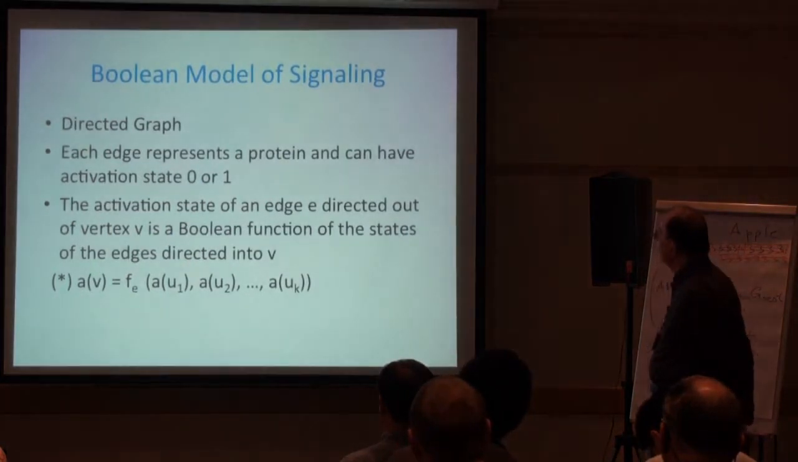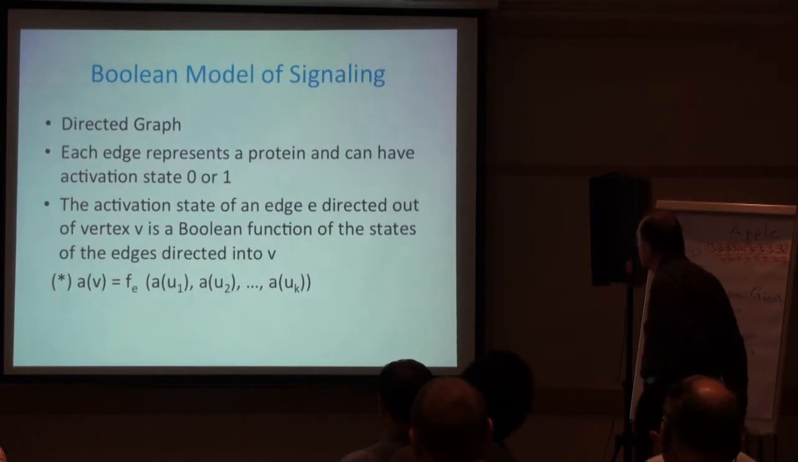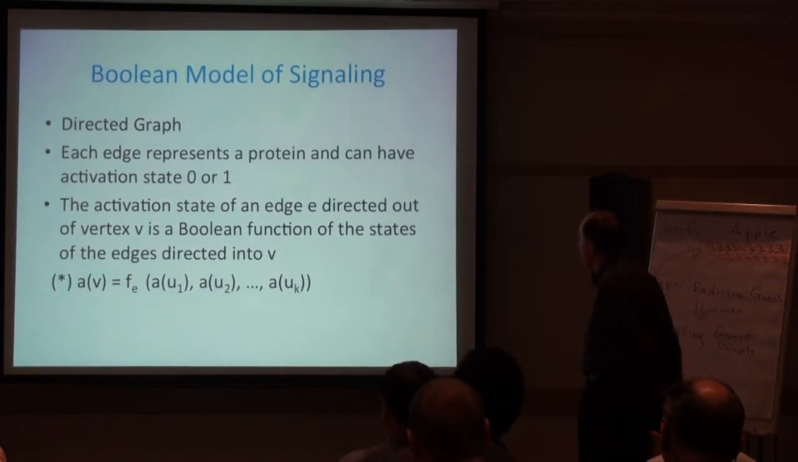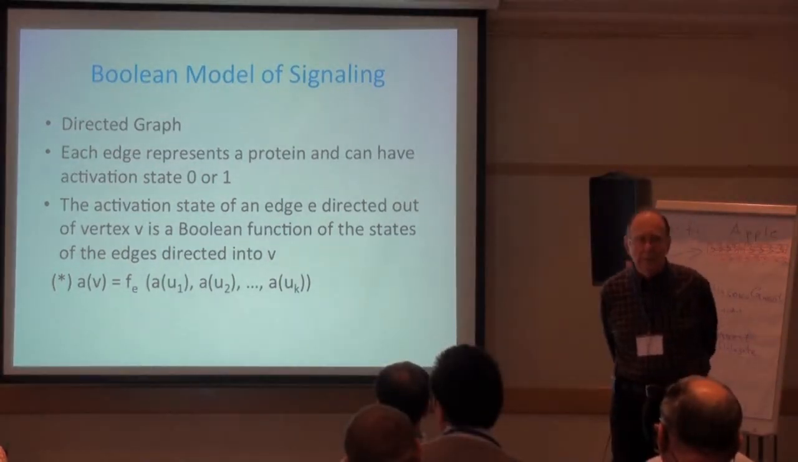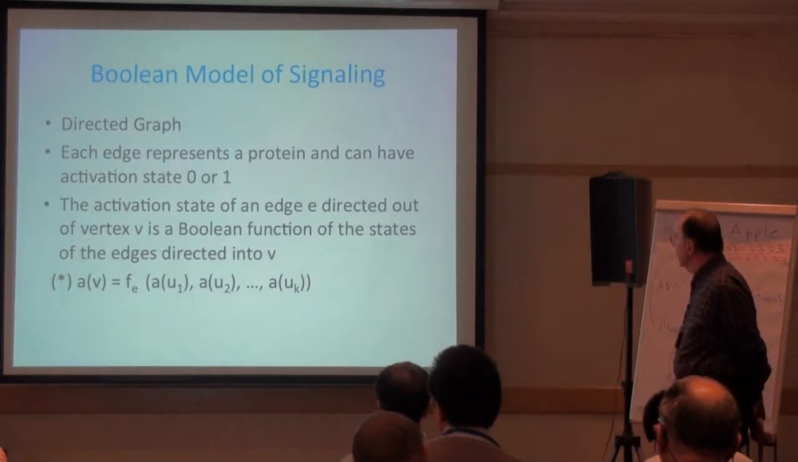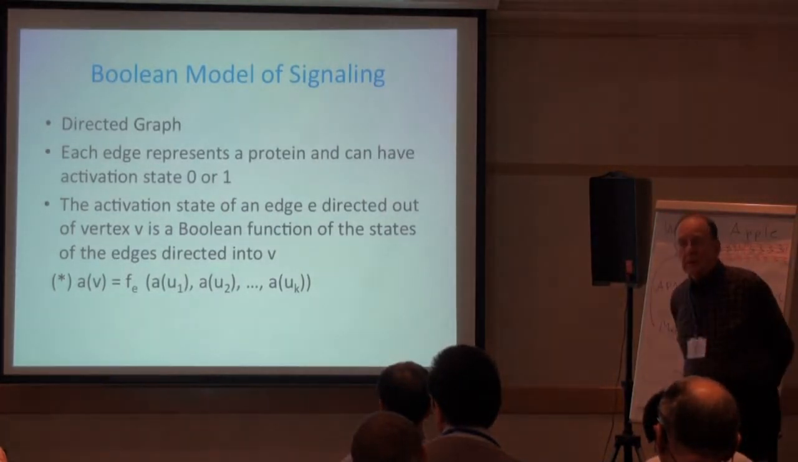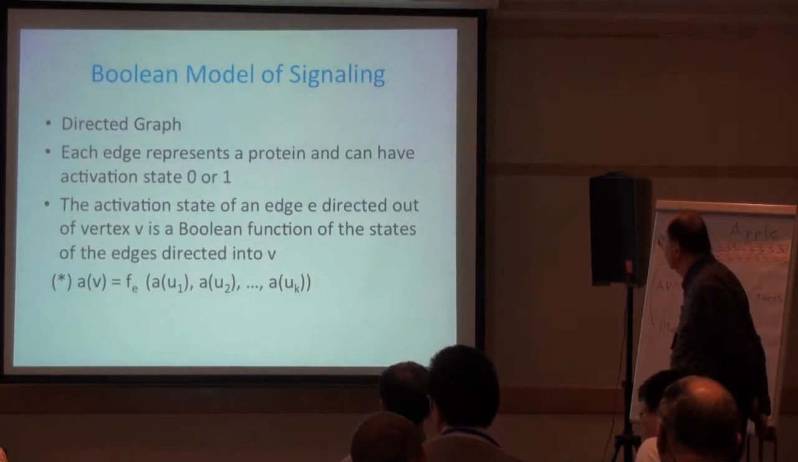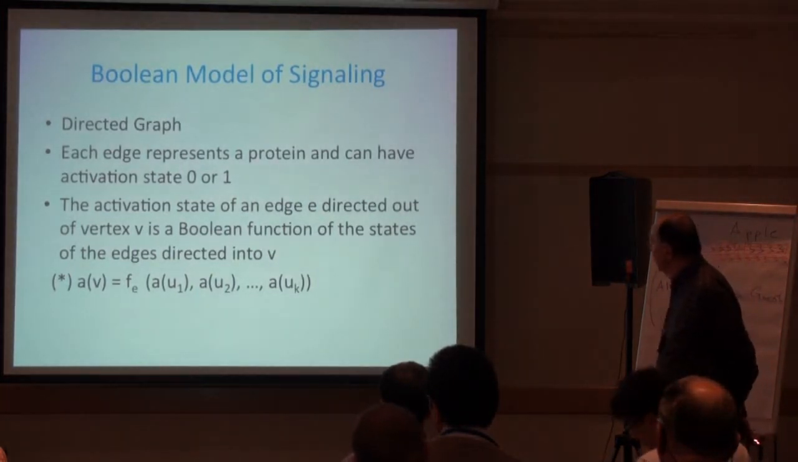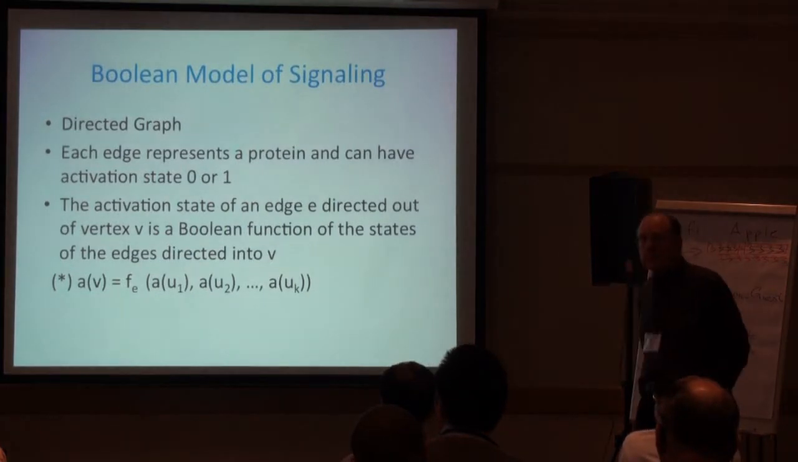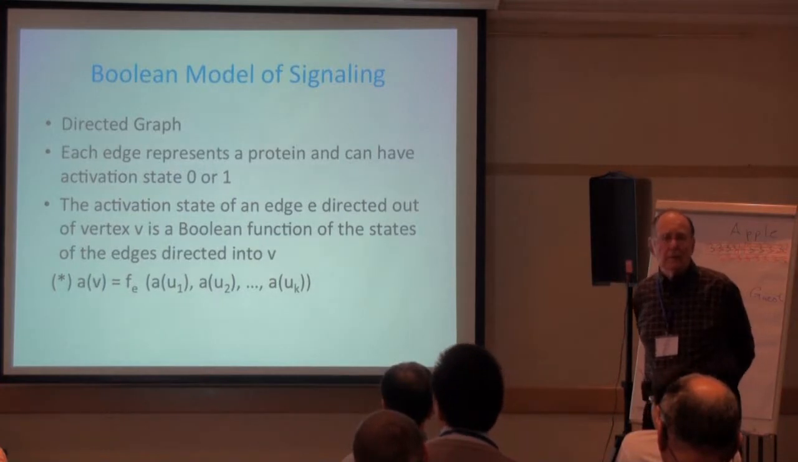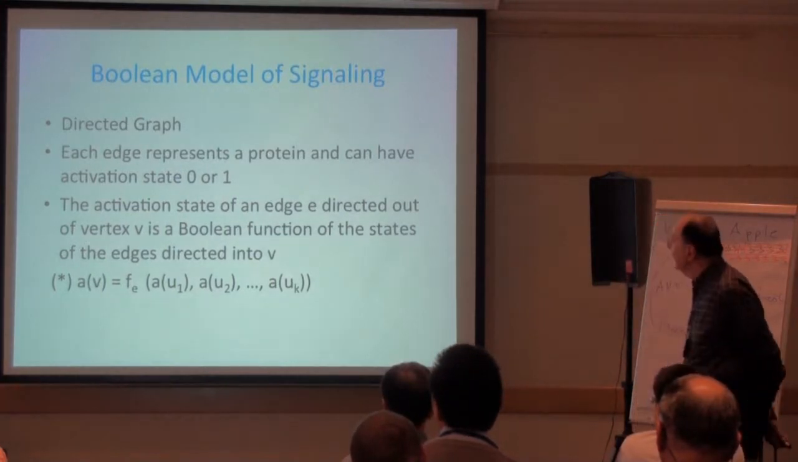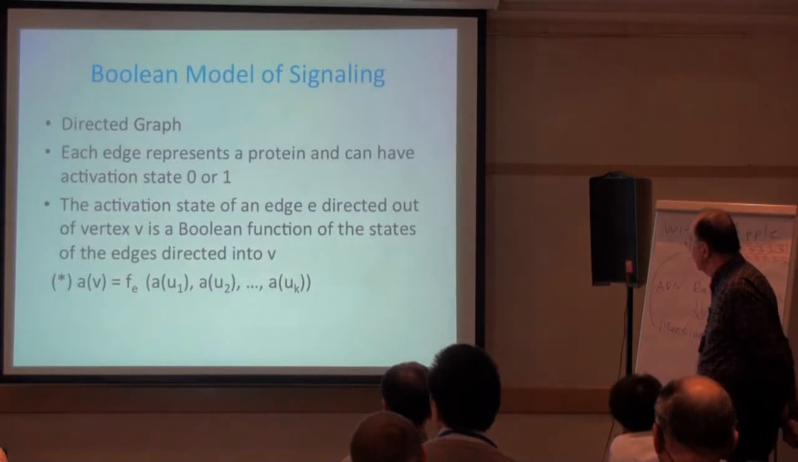So what is a signaling network? It's a directed graph. Each edge represents some kind of biomolecule. For convenience, I'll say proteins. So each edge represents a protein that participates in the signaling network or pathway. And we're going to take a Boolean model so that each protein dynamically, depending on the states of other proteins, is either activated or not activated. So each protein has activation state 0 or 1.